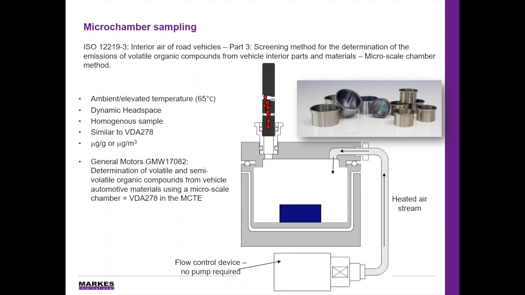The method by General Motors basically is a duplicate of VIAQ we just talked about. But instead of having an empty tube, this method uses a microchamber to sample the VOC emissions. So you also first heat it to 90 degrees C and then 120 degrees C.